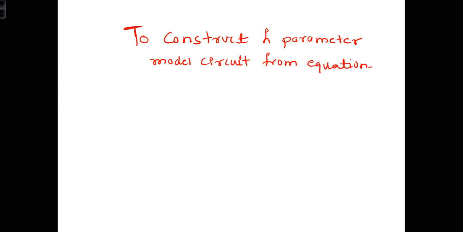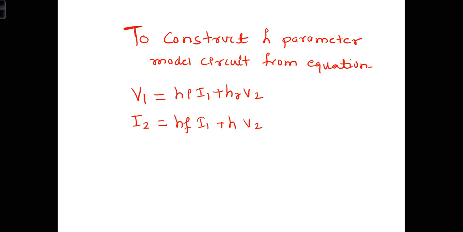The first equation was V1 and the second equation was related to I2, and we know V1 and I2, they are dependent on I1 and V2. So this I1 and V2. So these things were related using H parameter. So this was HI, right? This was HR, this was HF, and this was HO.